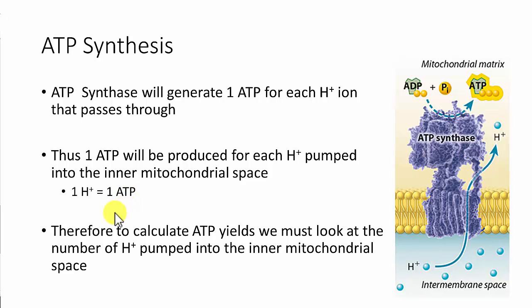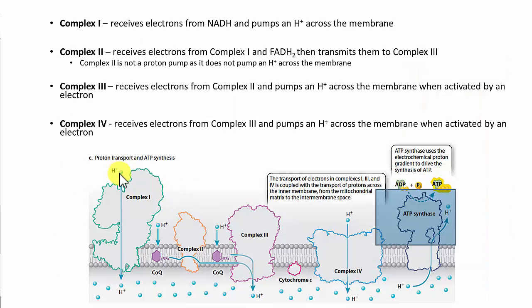It turns out it's not quite that high, but it's the starting point for really understanding it, and that's all we're going to focus on. So it's what we call the maximum potential yield. All we need to know for this class is 1 H plus equals 1 ATP. So the more H plus you pump into this space, the more ATP you generate.